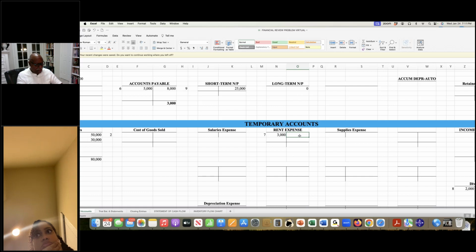Then we got to come back to the T accounts and post that. We're going to credit rent expense. So everything below this line, we're going to close out. So this is closing entry number two, to close out the expenses.